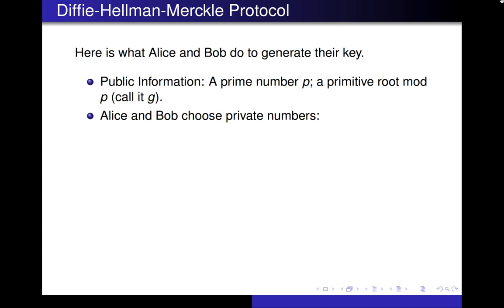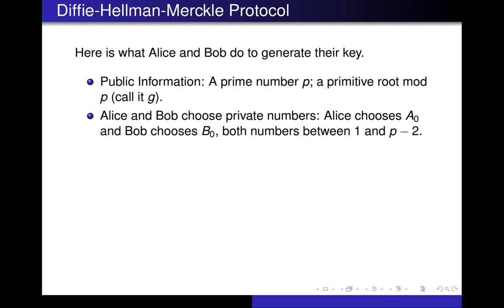Alright, so Alice and Bob are, first of all, going to communicate to each other what that prime is and what that primitive root is, but they're also going to choose for themselves private numbers. And just like El-Gamal, these private numbers they are not going to share with anybody, not even each other. So Alice has a private number for her and not for Bob, and Bob the same, vice versa. So Alice chooses some number A0 and Bob chooses some number B0, and both numbers, just like in El-Gamal, are between 1 and p minus 2.